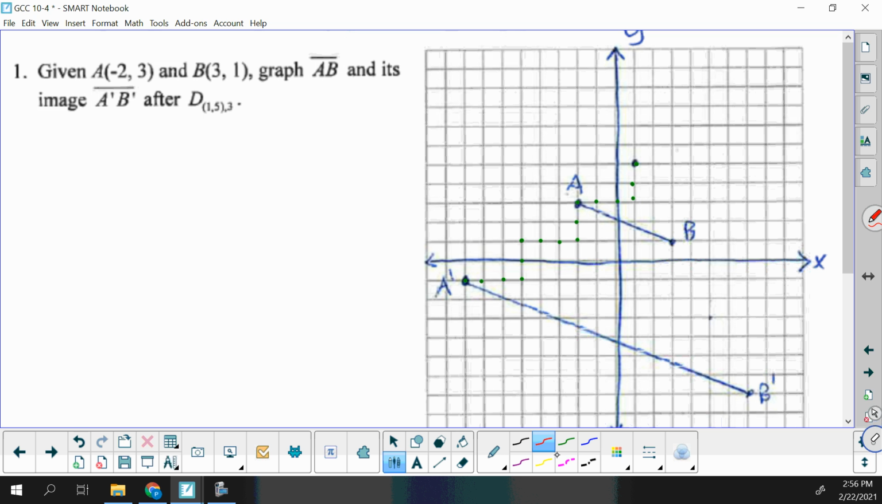From our point to B, we go down 1, 2, 3, 4, and left 2. So do that 3 total times, so twice more. 1, 2, 3, 4, 1, 2. That gives us our B prime. Notice our center of dilation was not on our original line, so our image was a line that was parallel to the original.